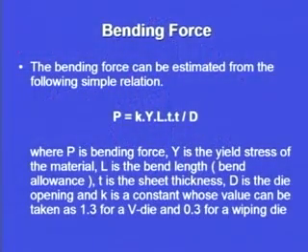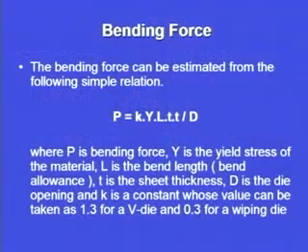D is the die opening. If this is the V type of die, the die opening is given by D. K is a constant whose value can be taken as 1.3 for V die and 0.3 for a wiping die. So, using this very simple mathematical equation, we are able to calculate the bending force.